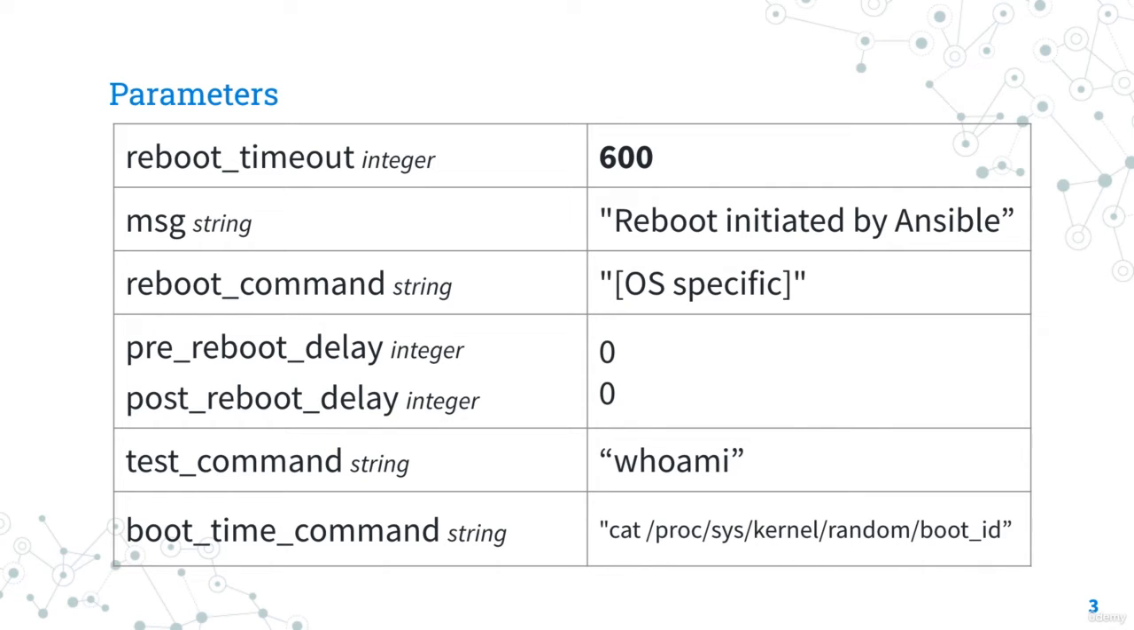The reboot_timeout defines how much time you expect before a machine returns up and running. The real timeout is double that because of the process of reboot and testing for command success. The first step in the reboot process is to print a message to all the connected users. You could keep the default, reboot initiated by Ansible, or customize it using the msg parameter.